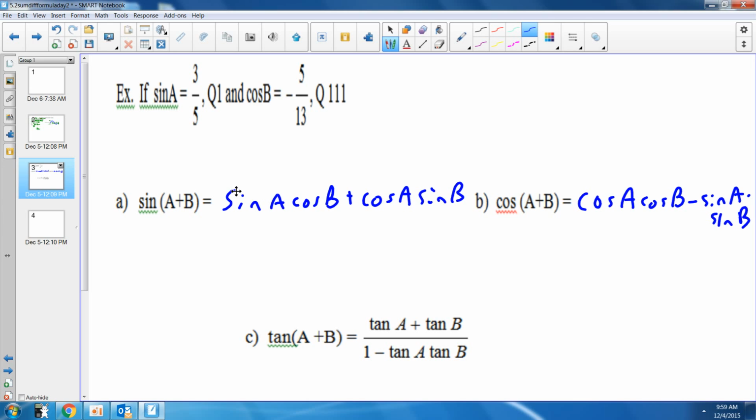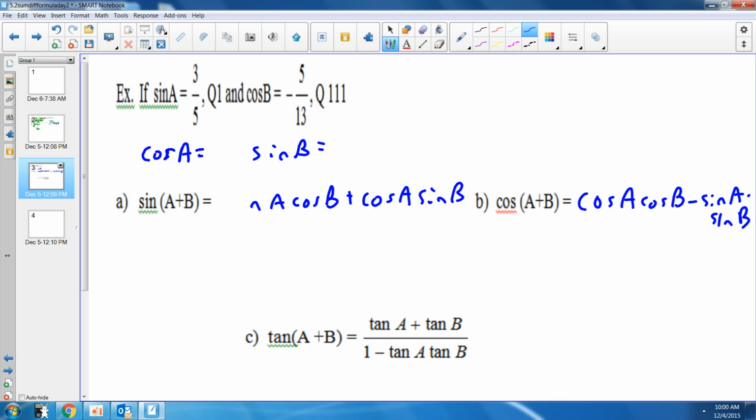Cosine A cosine B minus sine A times sine B. Well, that means I have to somehow figure out what my missing parts are here. I have sine A, I have cosine B. I need sine B, and I need cosine B, cosine A, and I need sine B, because I'm given the other one.